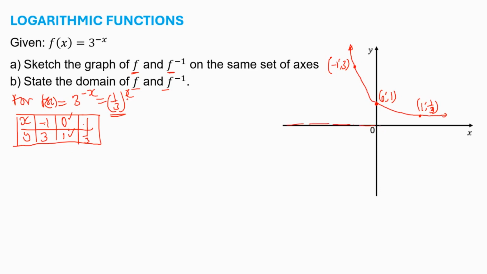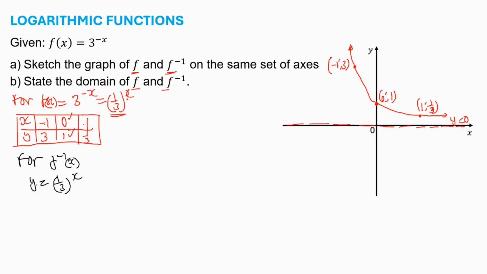Right. Like I said, this one you can find the y-intercept and then find any other point. So this is y is equal to 0. That's the asymptote. So we've managed to sketch the graph of f of x. Let's sketch the graph of the inverse.